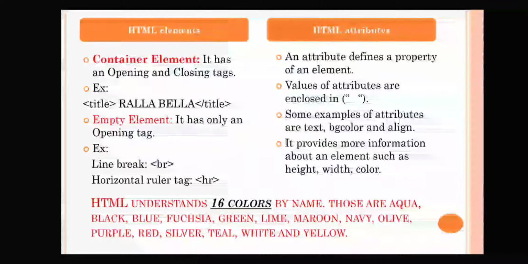And HTML elements are of two types. The first one is container elements and the second is empty elements. A container element has opening and closing tags. Coming to empty tags, they have only an opening tag. There is no closing tag for that. An example of a container element is title. You can see here title, with an opening tag and closing tag. But for an empty element, there is no closing tag.